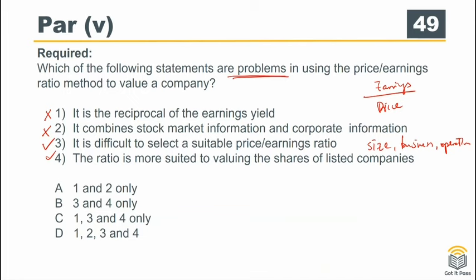For a private company, maybe the DGM, dividend growth model, is more relevant if the company is already operating for many years, and it's much better for us to use the DGM for those private companies with long history. And here, because 3 and 4 are correct, so the answer is B.